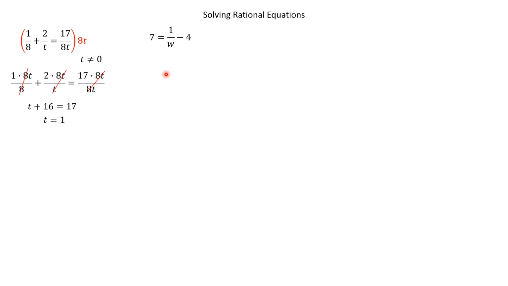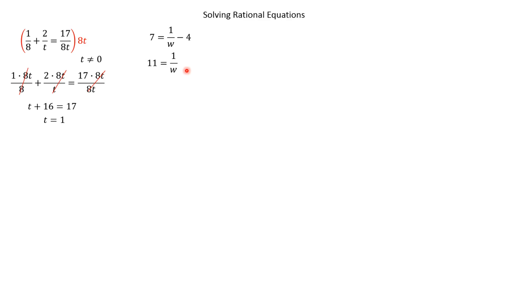7 equals 1 over w minus 4. We can multiply by the common denominator. But in this case, is there something we could do before that? Hey, we have a 7, we have a minus 4. Can't we combine these like terms? Add 4 over to the other side to get 11 equals 1 over w? Yeah, we could have multiplied by the w first. We would have had 7w and minus 4w, which would have equaled 11w. It would have still worked, but if you can combine like terms, go for it.